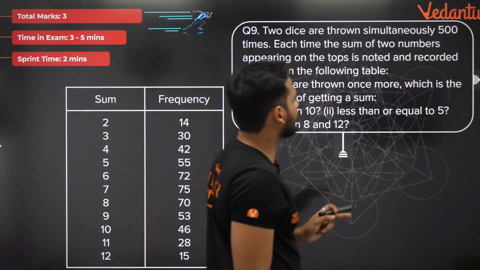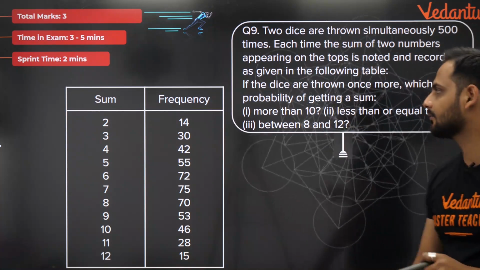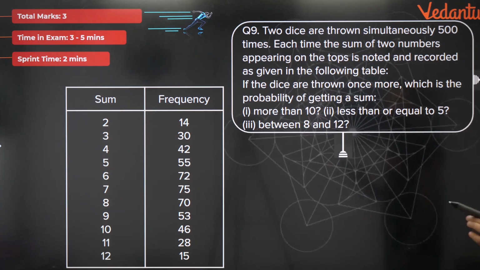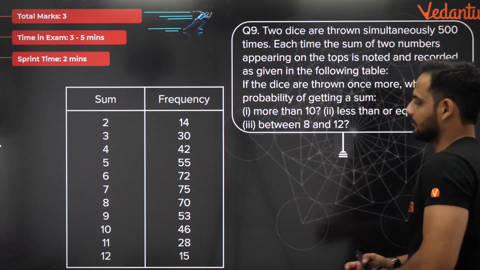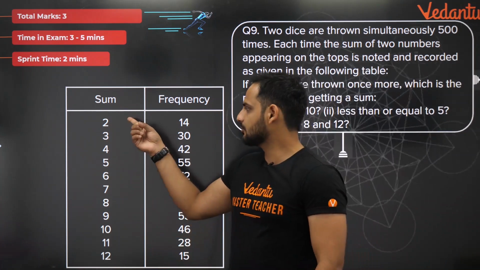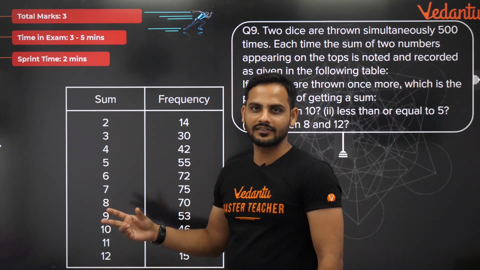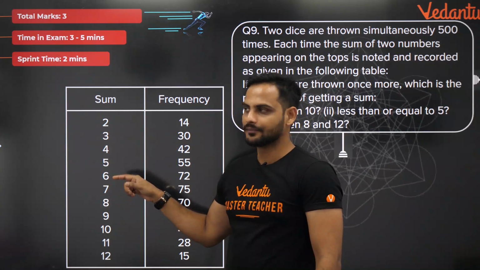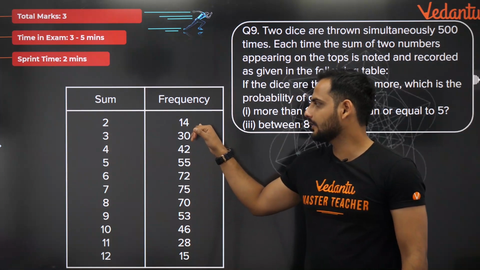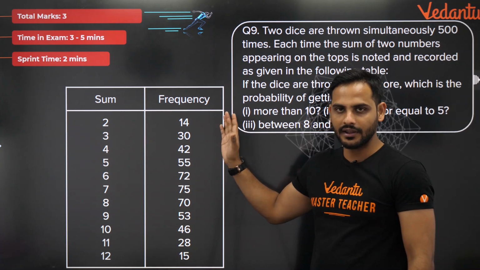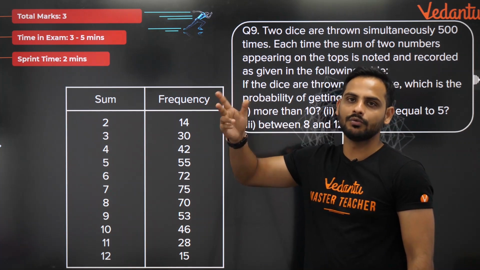Two dice are thrown simultaneously 500 times. Each time the sum of the two numbers appearing on the top is noted and recorded as given in the following table. When you throw the two dice, the minimum sum you will get is 2, from 1, 1. The maximum sum you will get is 12, from 6, 6. All the sums will be in between. So 14 times you are getting sum as 2, 30 times you are getting sum as 3. Sum as 3 means it can be 1, 2 or 2, 1, anything.